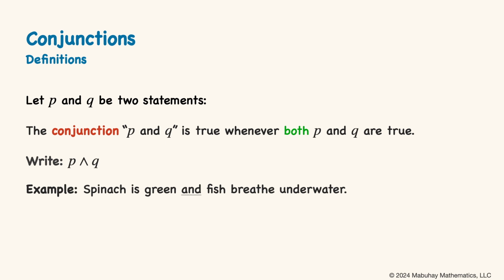So here's an example of a conjunction that's true. Spinach is green and fish breathe underwater. Okay, the first simple statement is spinach is green. Hopefully that one's true. And fish breathe underwater. They use gills to do so. That one is true. And so since both of these simple statements are true, the conjunction is true.